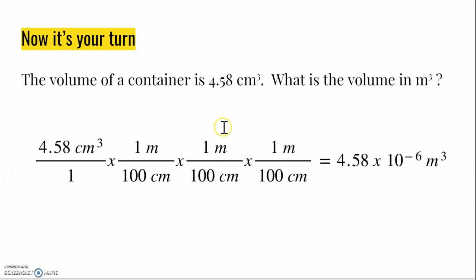Does this make sense? Well, units cancel. What about the numbers? 4.58 centimeters cubed is kind of small. So meters is a bigger unit. So if this is kind of small, then I'm going to have very little meters cubed because meters is much bigger than centimeters. So I am going to have a much smaller number here, and I did. So I got it right.